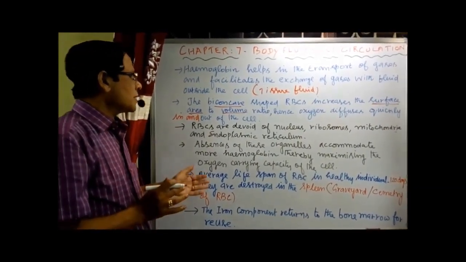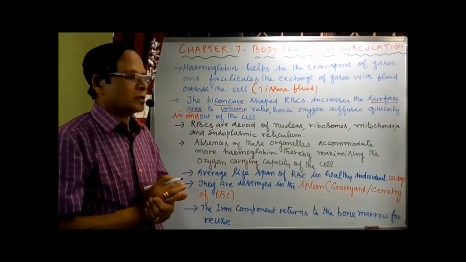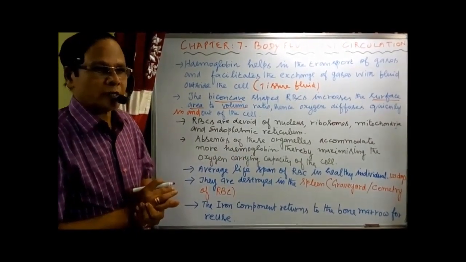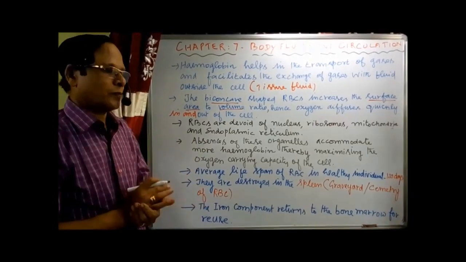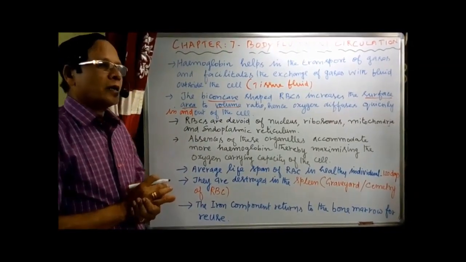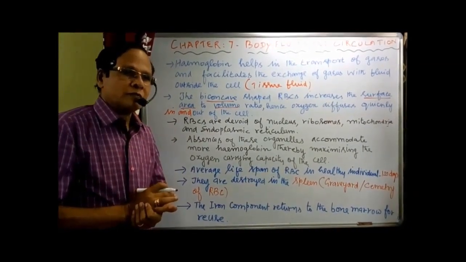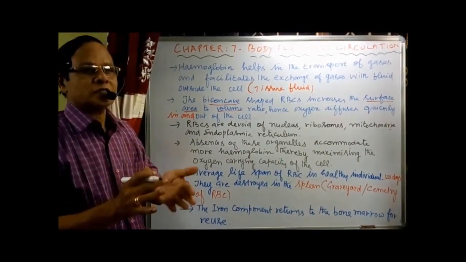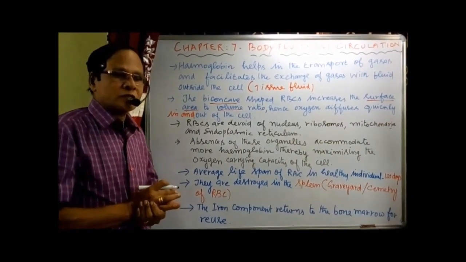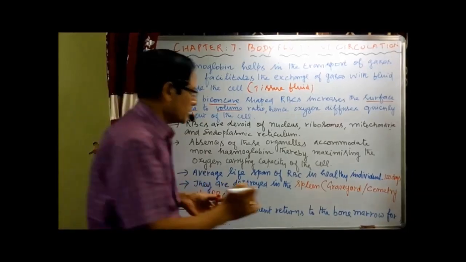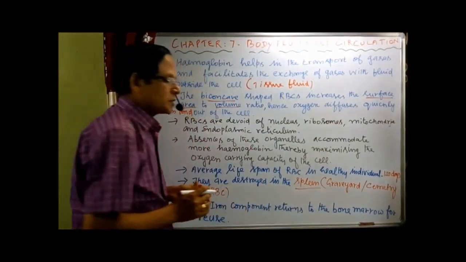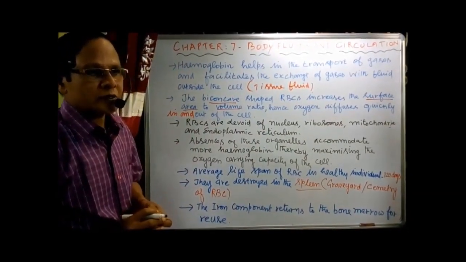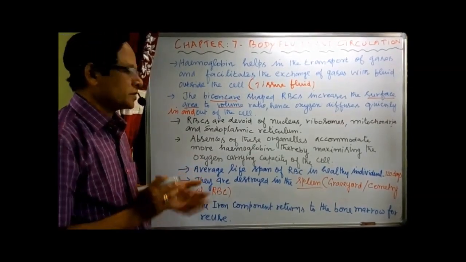Now what is the average lifespan of an RBC in a healthy individual? It is about 120 days. That is the lifespan, 120 days. After completing the life cycle, where are they destroyed? The place of destruction is the spleen. The spleen is the place of destruction. That's why it's called the graveyard or cemetery for RBCs.